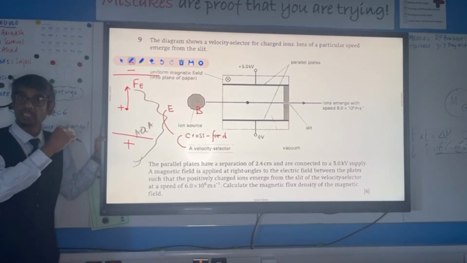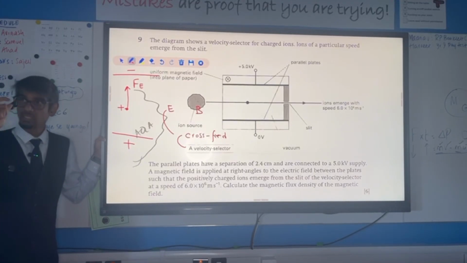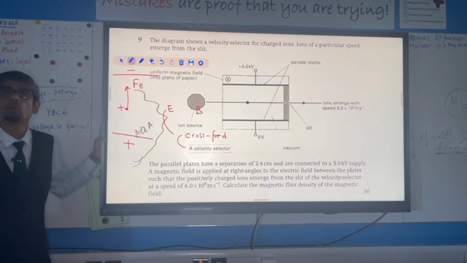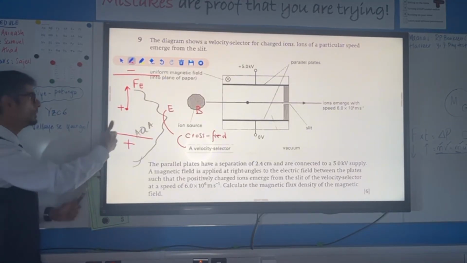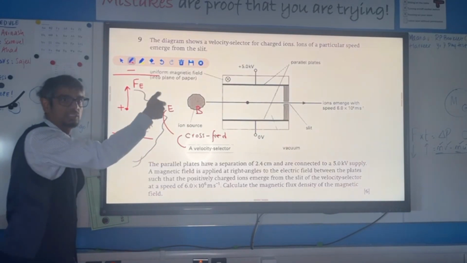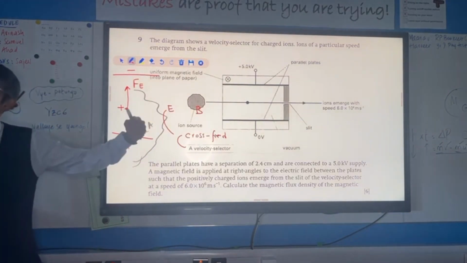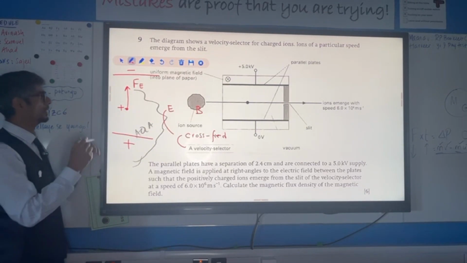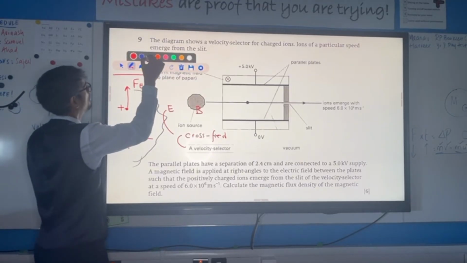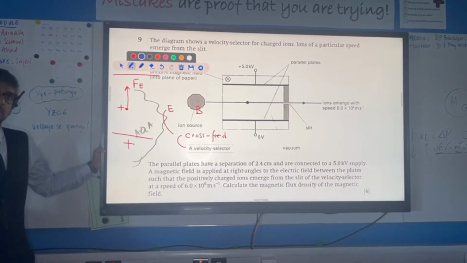The velocity selector will specifically choose ions of a certain velocity because you cannot measure the velocity of the ion. Are you going to be able to time this? Say, all right, here's distance, here's time. You can't. You have to work it out using this principle. We've got that. So in blue now, I'm going to do the magnetic field.